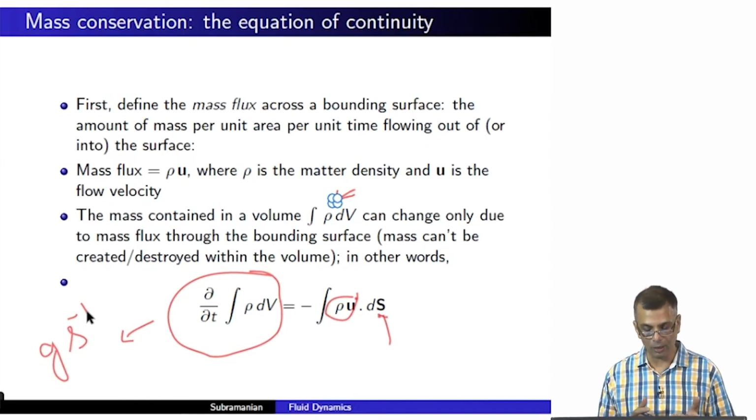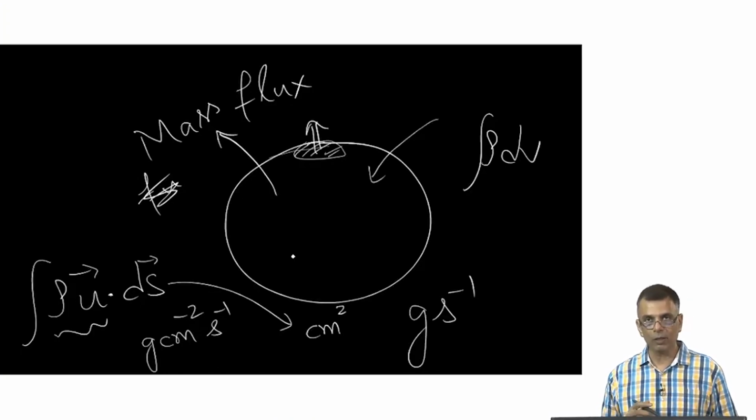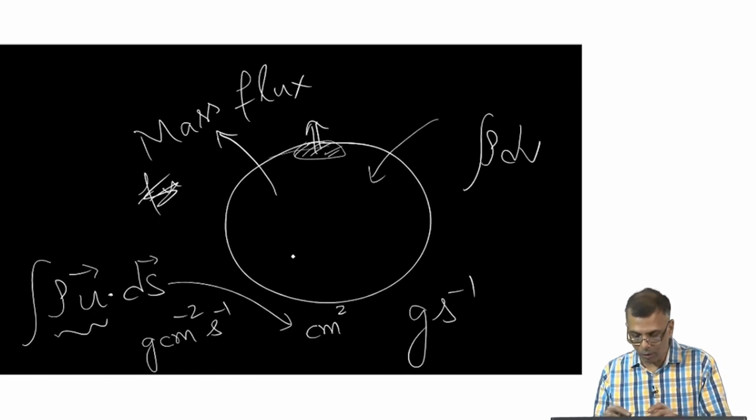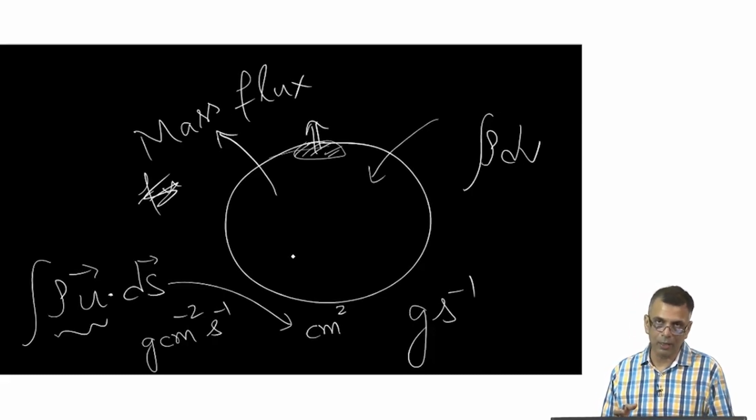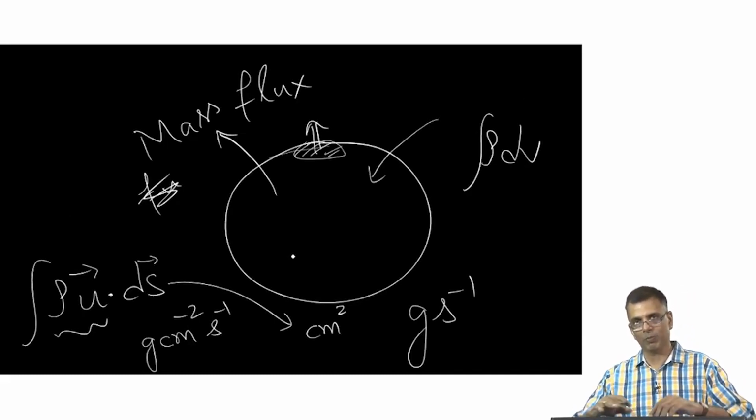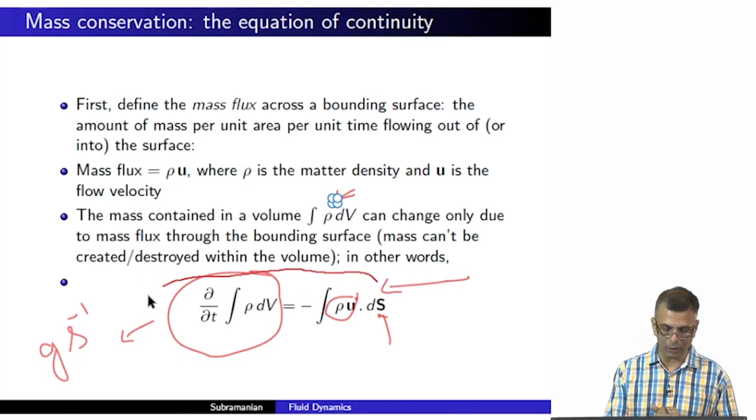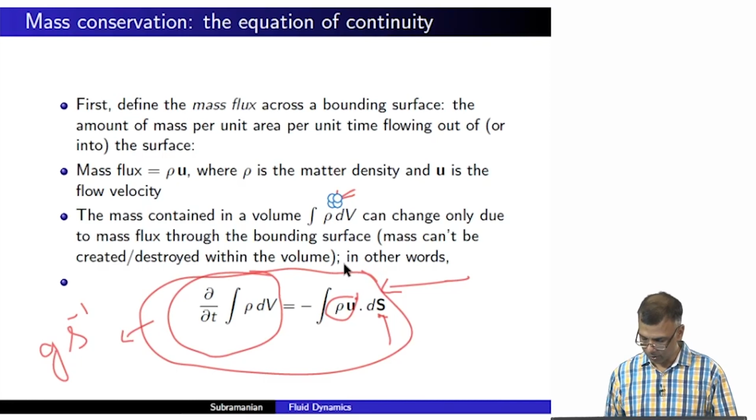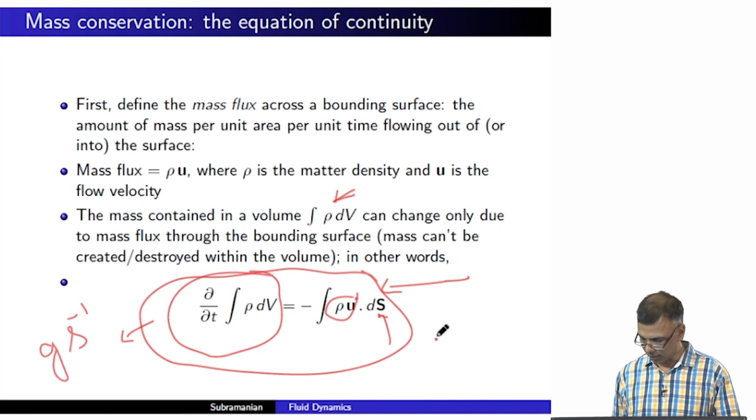Mass cannot be created or destroyed inside this volume. Therefore, the only way the total mass inside this volume can change is because of mass flux, because something is carrying matter away or inside this volume through the surface which is bounding this volume. That's what this entire equation is telling you. Okay? So this is the same thing that we wrote here. It's exactly the same thing, no difference.